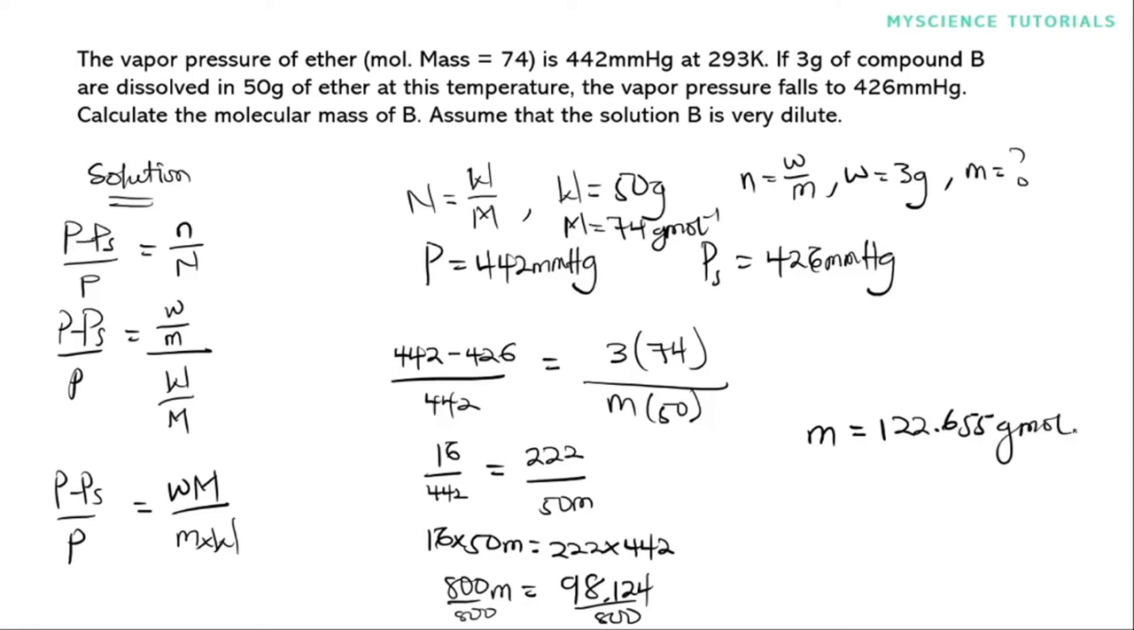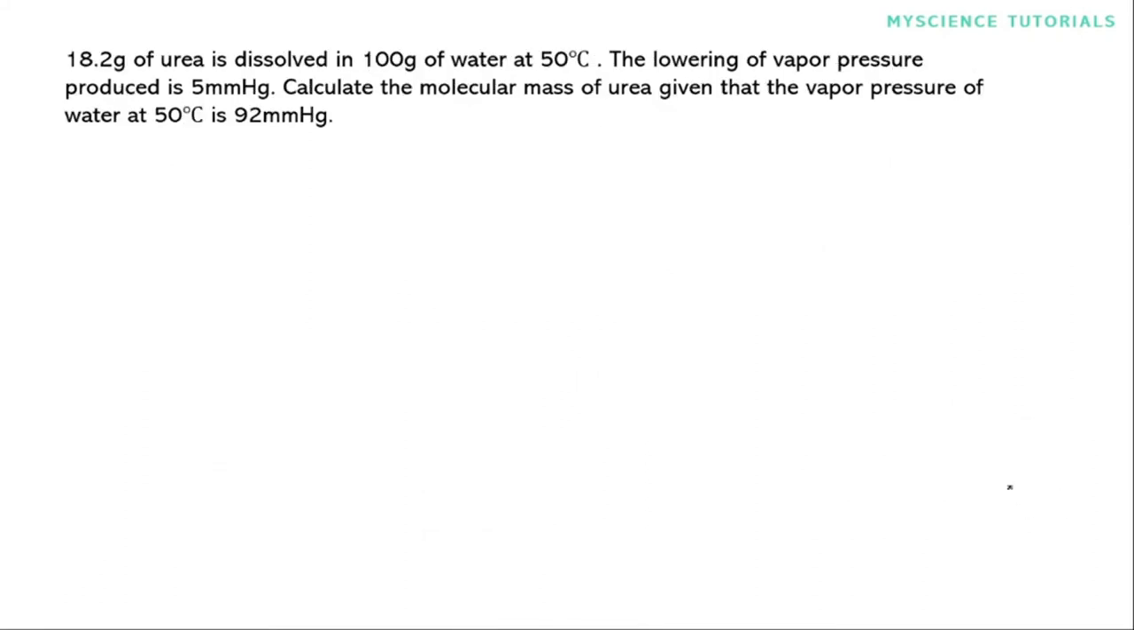122.655 gram per mole. So it means the molar mass of B is approximately 123 gram per mole. All right, let's have a look at another example.